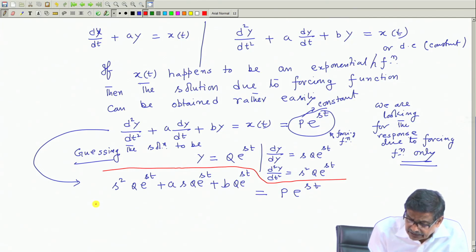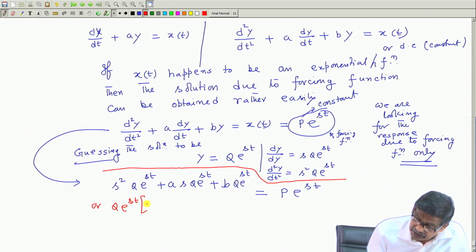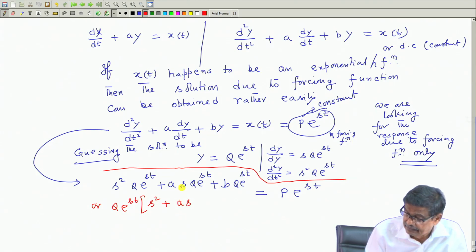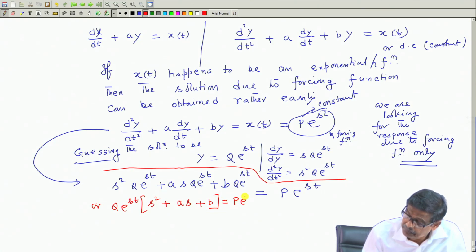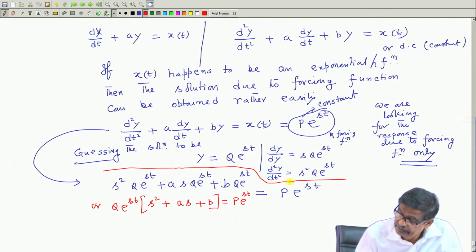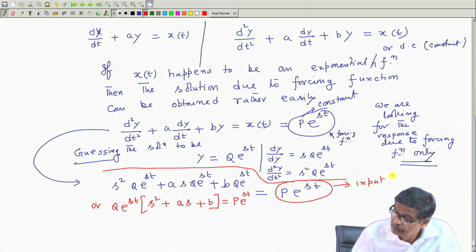Now, on the left hand side, what I will do, I will take q into e to the power s t, which is common to all the terms, and inside I will get s square plus a s plus b, and the right hand side is p e to the power s t. This is the input forcing function, input forcing function.